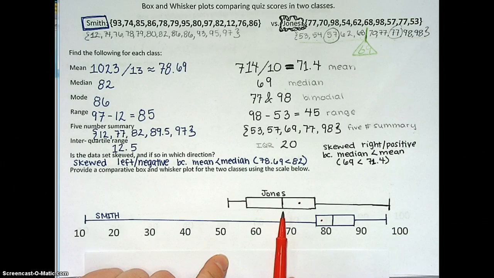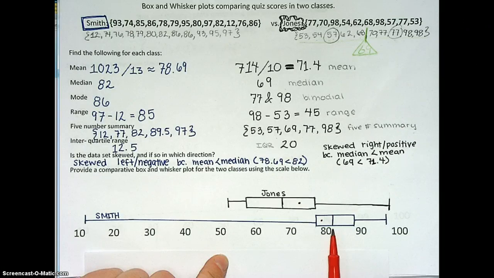Lots of people describe skew different ways, but just comparing the mean and median is pretty straightforward. So Miss Jones would tip to the right, and Miss Smith here, if we balanced on the median, would tip to the left.